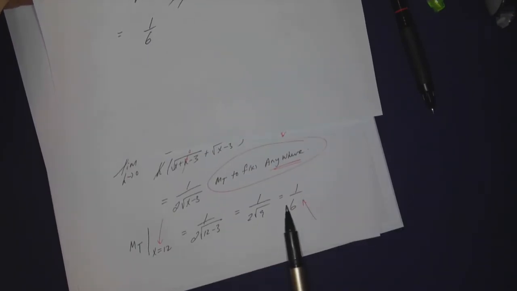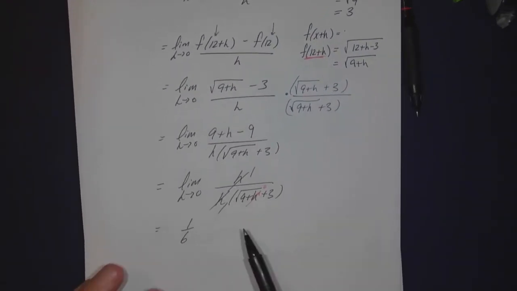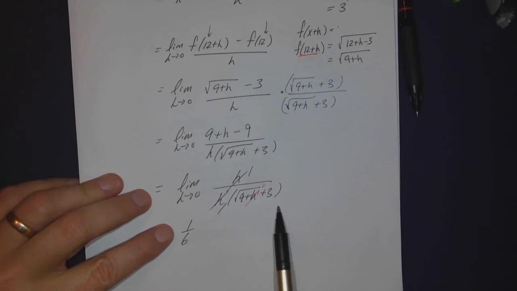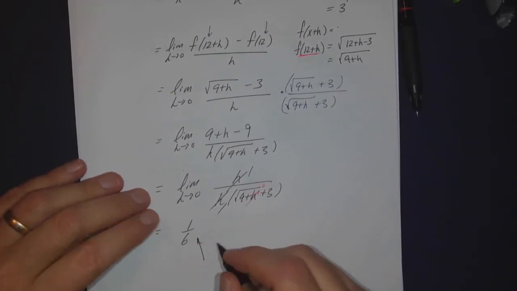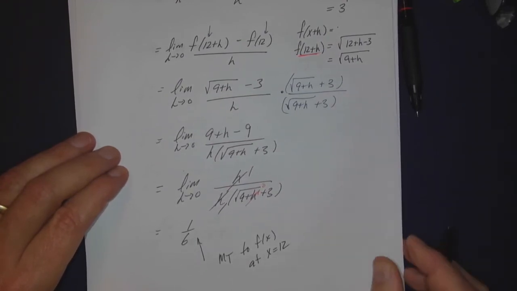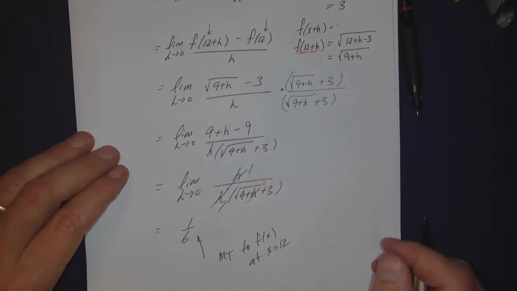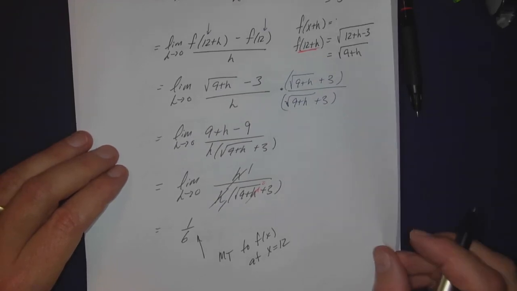The difference is I do not have a function that will give me the slope of the tangent anywhere. All I did was figure out the slope of the tangent to f of x at x equals 12. So I don't have that function to go back into if I want to find the derivative at another point or the slope of the tangent at another point.